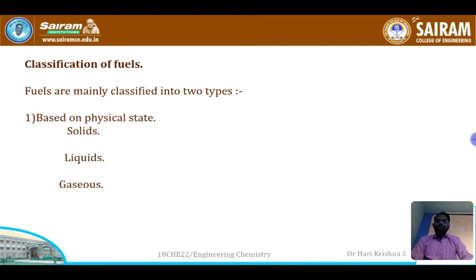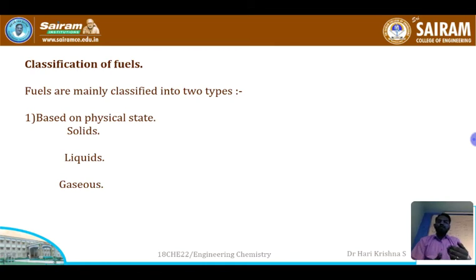So depending on physical state. What do you mean by physical state? How they appear. So depending upon the appearance, as soon as you look at some kids, we can make out they are either a boy or a girl, right? Similarly, depending upon the physical state, how they look, the fuels are classified further into three types. What are those? Solid fuels, liquid fuels and gaseous fuels.